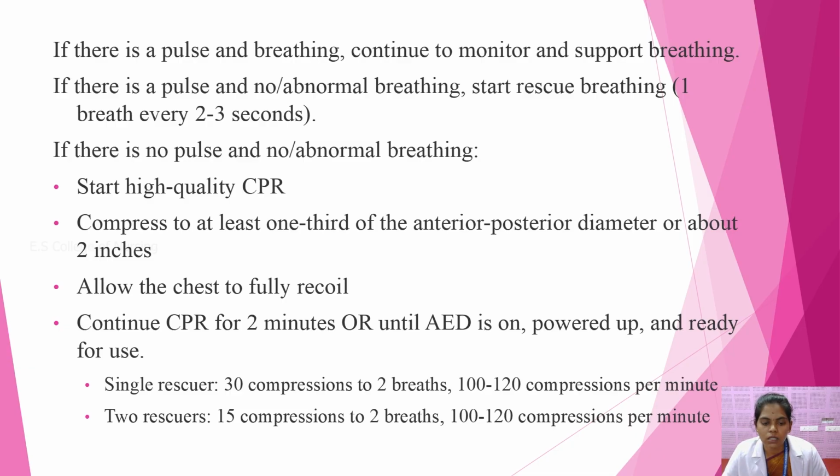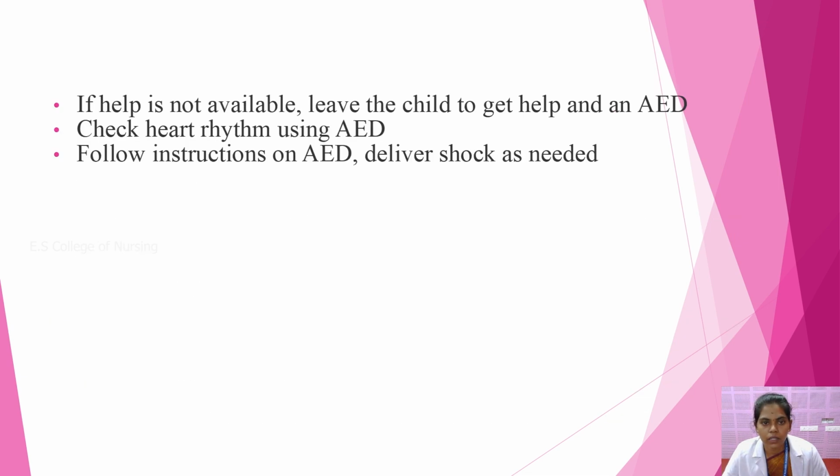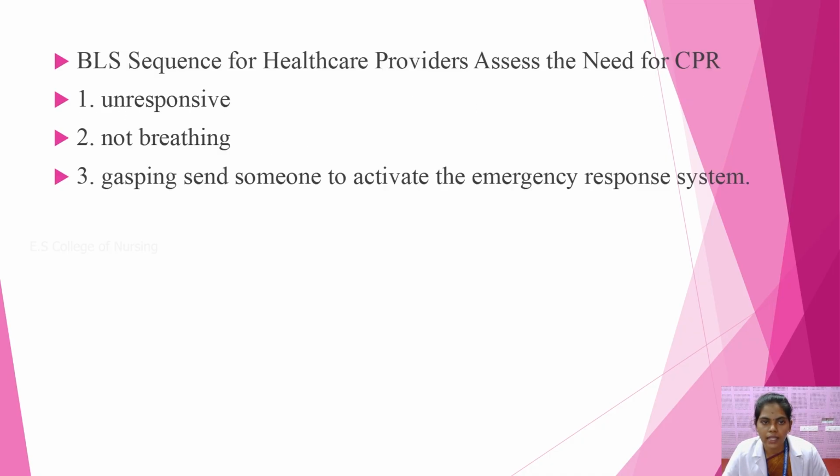For a single rescuer, give 30 compressions and 2 breaths, at 100 to 120 compressions per minute. In case of two rescuers, give 15 compressions and 2 breaths, at 100 to 120 compressions per minute. If help is not available, leave the child to get help and the AED. Then check the heart rhythm using the AED, follow the instructions from the AED and deliver the shock as needed.